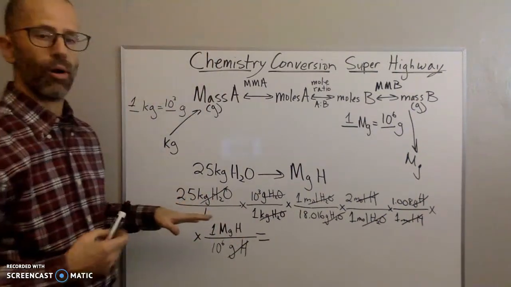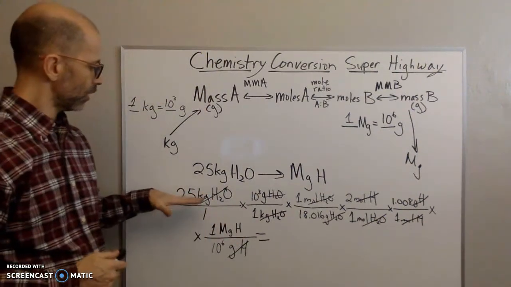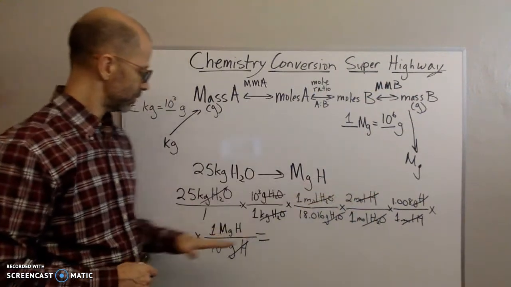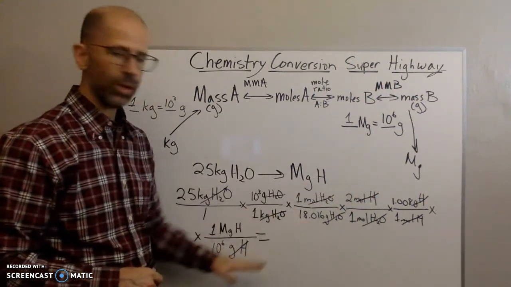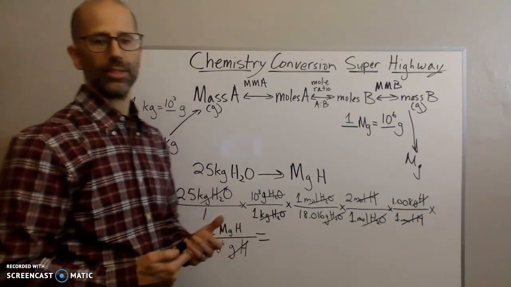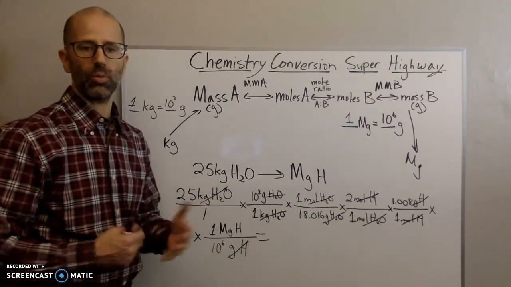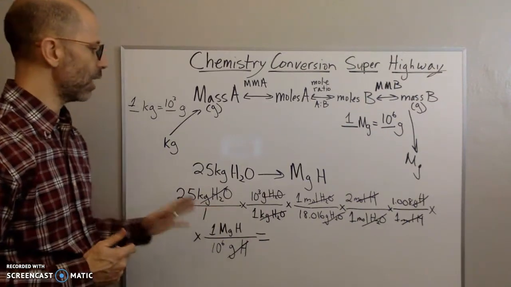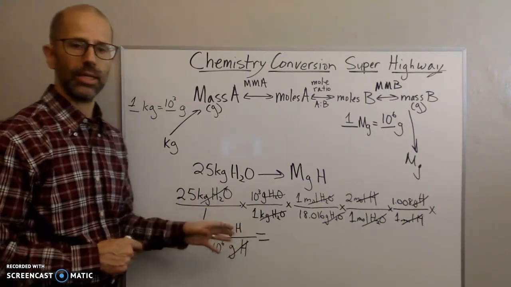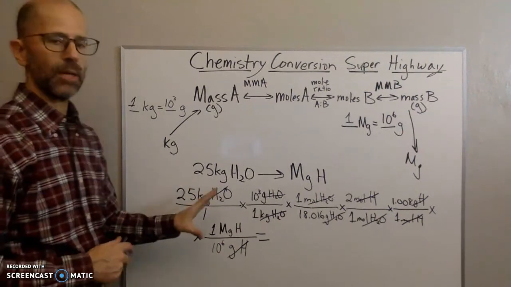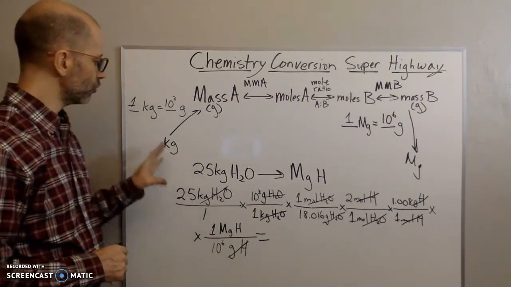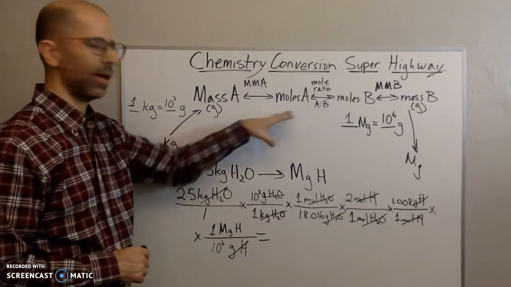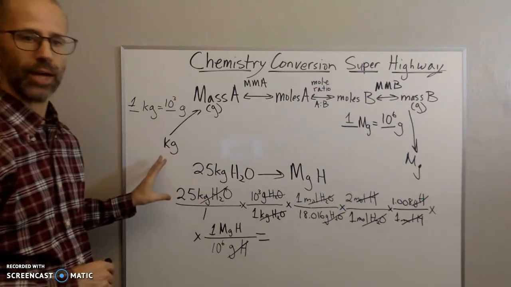Now all I need to do is multiply across the top and divide by what's on the bottom, and I get my answer. Of course, I need to work out the sig figs and all that stuff. I'm not going to calculate it out. The main thing I want you to see is that many problems might start on the highway, or they might start off of the highway.